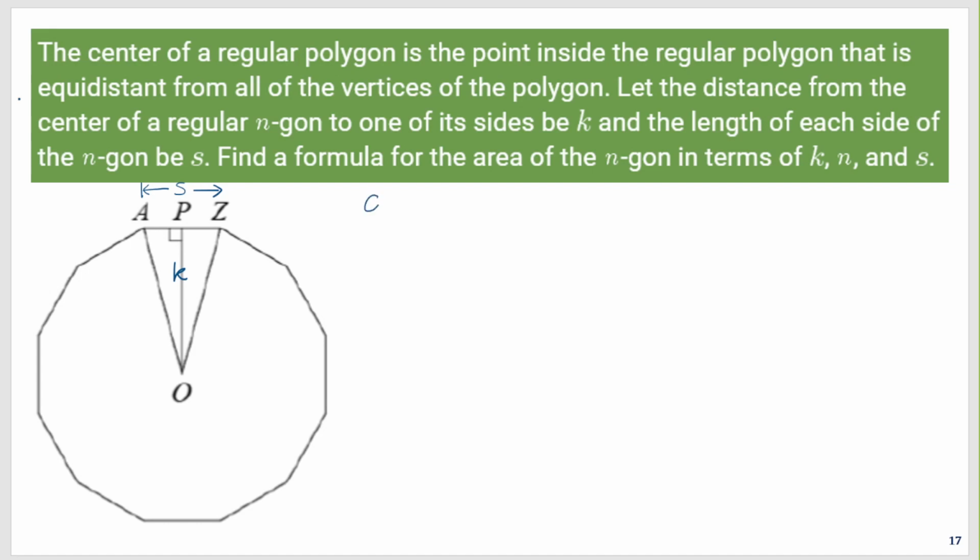And actually OP has a name. The distance from the center to the side of the regular polygon is sometimes given the name apothem. From the center to its side, the distance is called the apothem. Okay, I'll give you 3 minutes to think about this question by yourself, and we'll have a look at the solution together, okay?